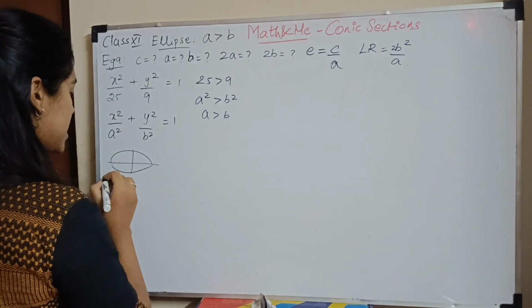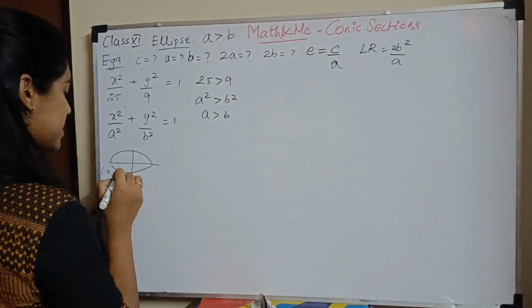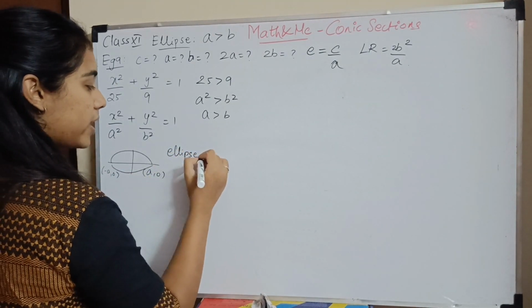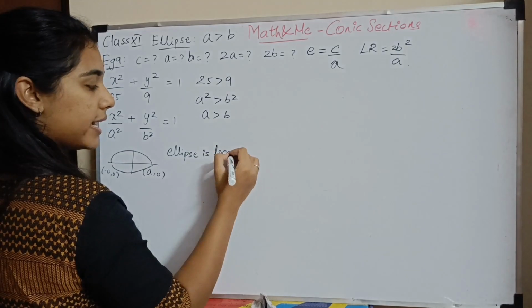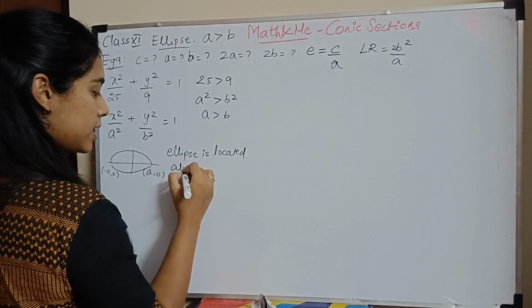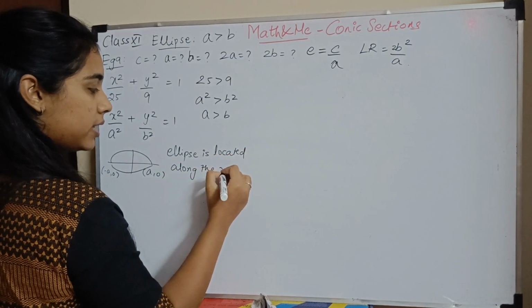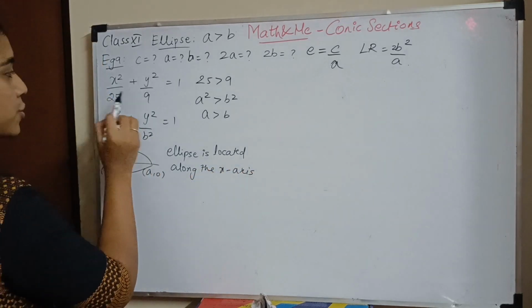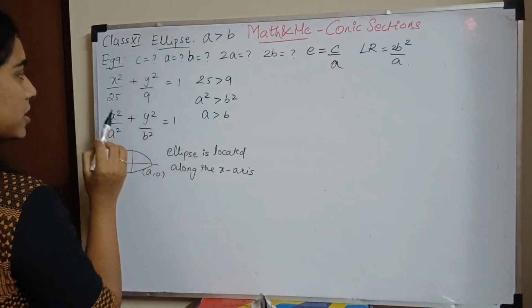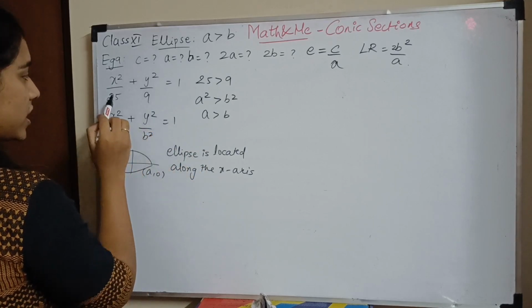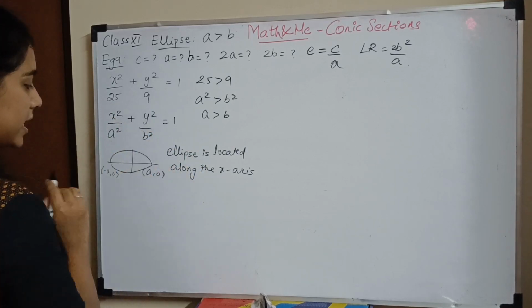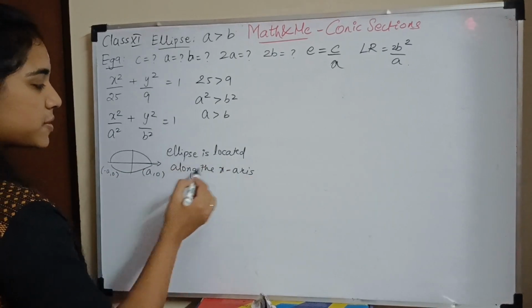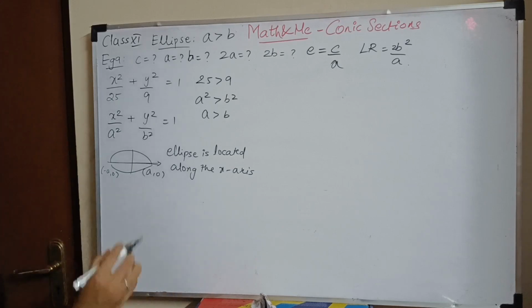This is your ellipse. So this is minus a comma 0 and this is a comma 0. So your ellipse is located along the x-axis. First, for the general equation, you need to find out which one is a. A is always greater than b. So you see, this is greater than this. So this is a, this is b. So x has a coordinates, which means the ellipse is located along the x-axis. Okay, this is your first step.